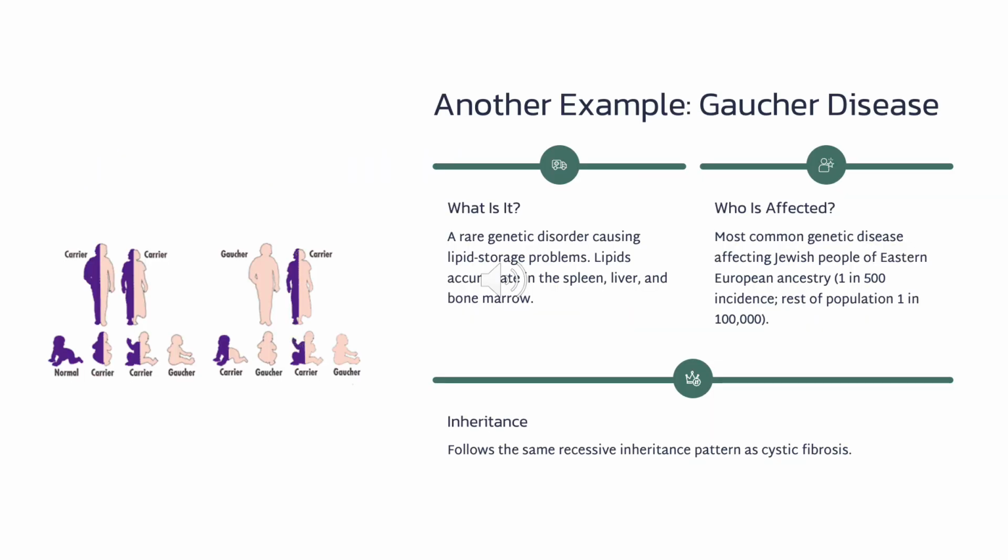Here is another example of Gaucher disease. You can go through and try to understand the inheritance of this disease as well, using the monohybrid cross.